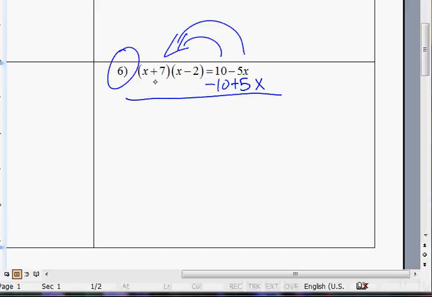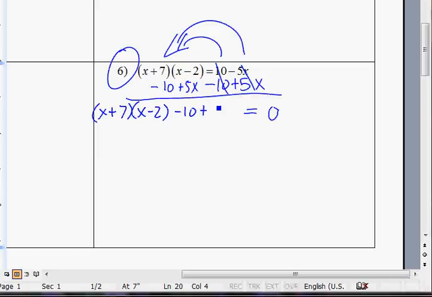I'm going to subtract 10 and add 5x on both sides. This way the right side becomes 0, and the left side becomes x plus 7 times x minus 2 minus 10 plus 5x.